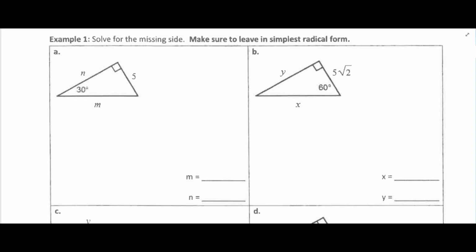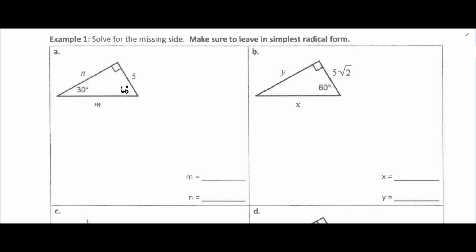So here we have a right triangle, and this angle is 30, which means that this other angle here has to be 60. So anytime you're doing a right triangle problem now, double check to make sure it's a 30, 60, 90, and if it's not, you're going to have to find some other way to solve it. So here's my first step.